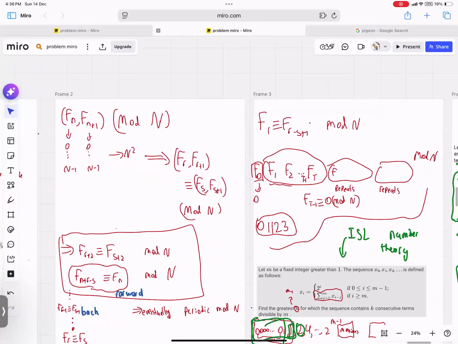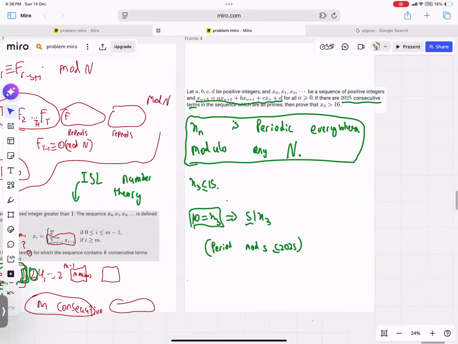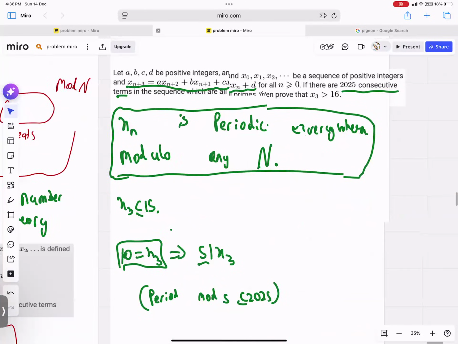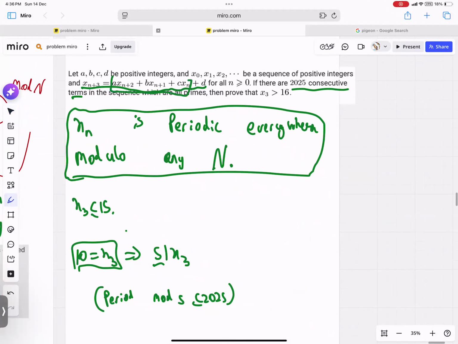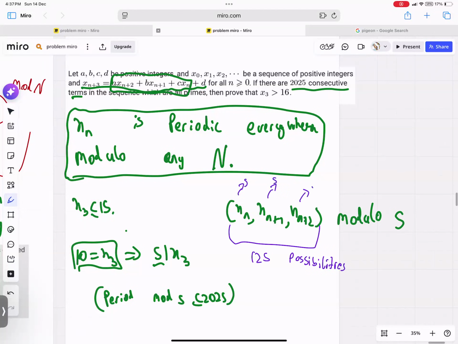So remember here how I said there are n squared possibilities mod n, right? The same way we got periodicness everywhere here, since it's dependent on 3 terms, you'll need to consider triples xn, xn plus 1, xn plus 2, modulo 5. And the key is there are at most 125 possibilities of this, because it's 5 for this, 5 here, 5 there.